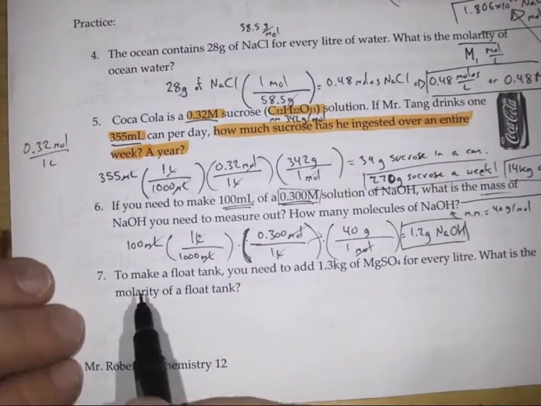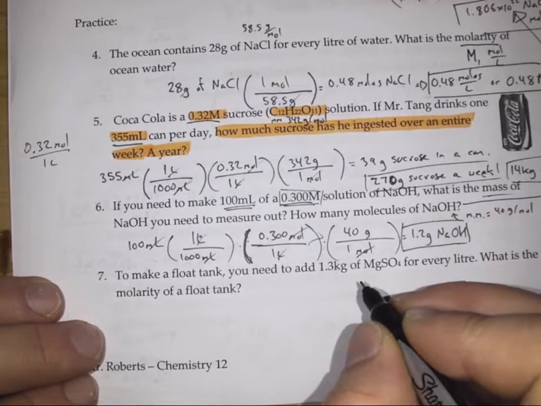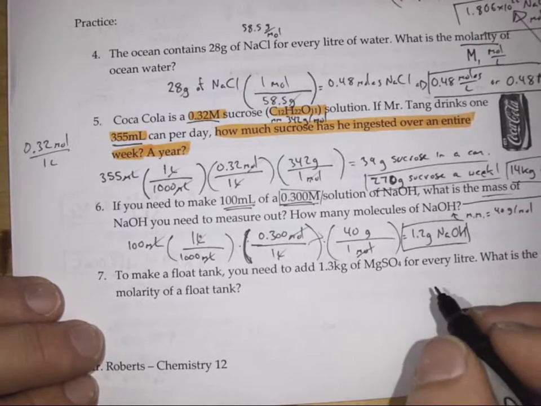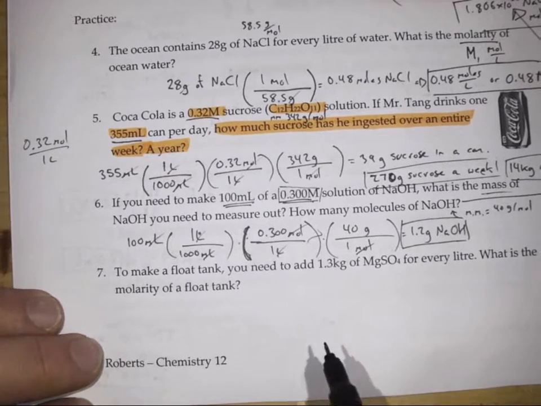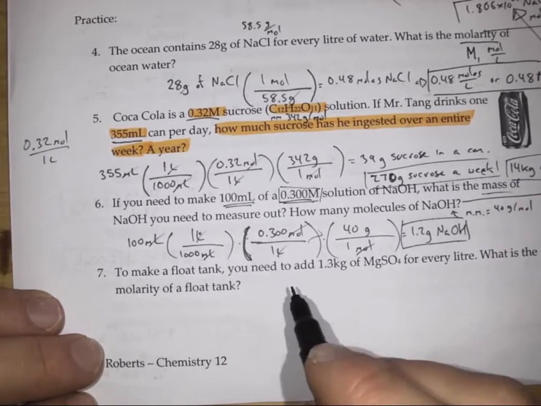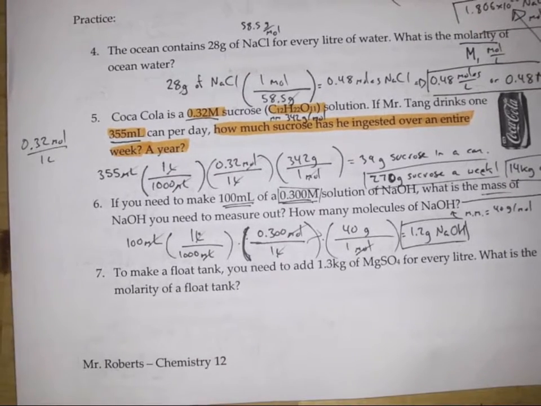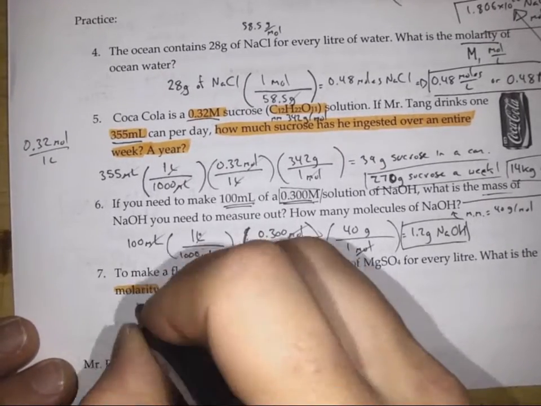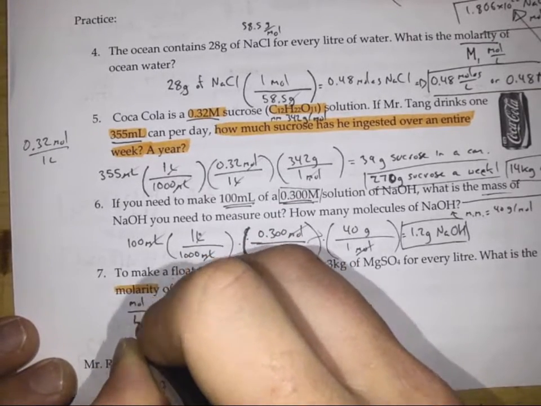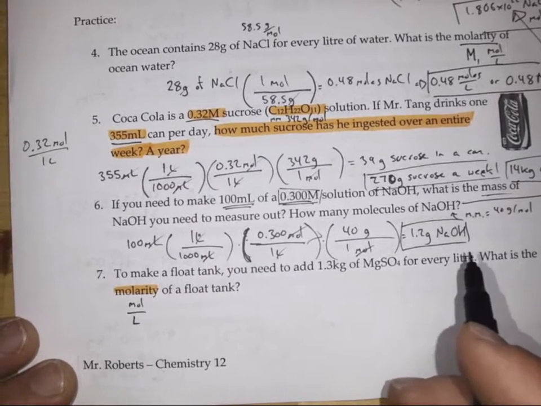Last question for molarity. Okay, so if you want to make a float tank, you need to add 1.3 kilograms of magnesium sulfate for every liter. Okay, and the question is, well, what's the molarity of the tank? So if we're asked for the molarity, what is the molarity? Molarity means moles per liter. We need to find the number of moles for every 1 liter. And we're told how many kilograms there are for every liter. So actually we're not too far off.